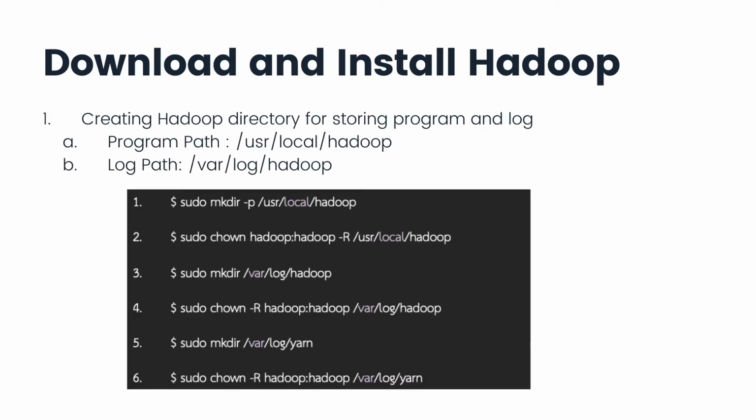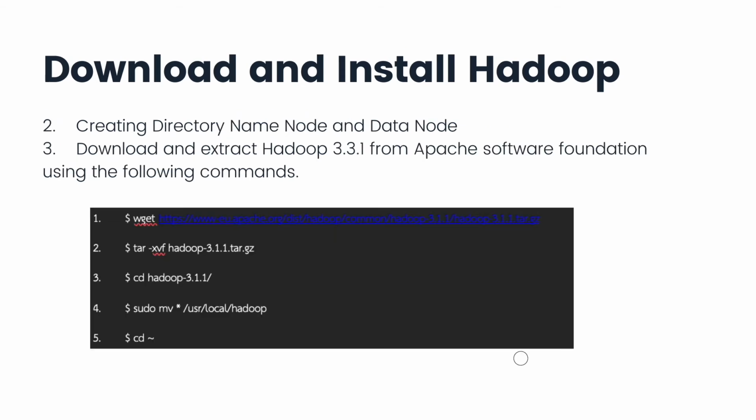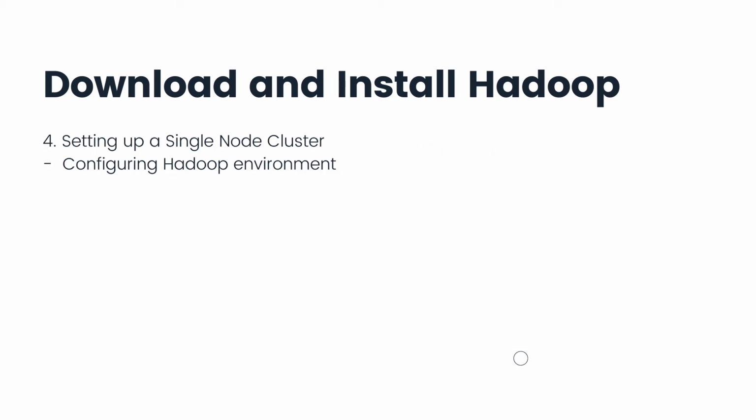We need to create the Hadoop directory for storing the program and the Hadoop log. You can follow our instructions from this slide to run the command. Next, we need to create the directory for the name node and the data node. And we need to download Hadoop, and you can select your Hadoop version from the Apache Software Foundation. After we extract the Hadoop file, we need to move it to the user local directory to make it accessible to all users. The next part is configuring the Hadoop environment.